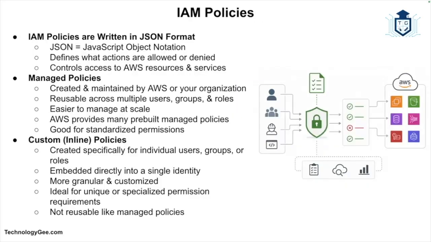And then we have our identity and access management policies. So understand that policies are JSON documents that define permissions, and they basically answer what can the user actually do. There are two main types. The first one is called a managed policy, and this is created and maintained by AWS or your organization, and it is reusable. Then you have your custom or inline policies, and these are created for specific users or roles, and they are typically more granular.